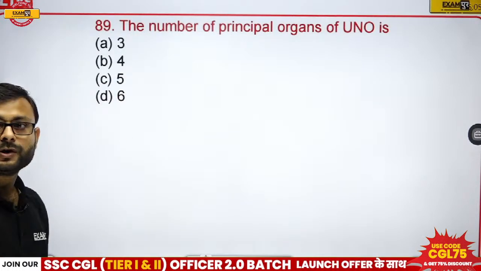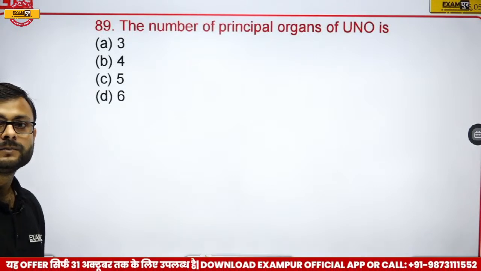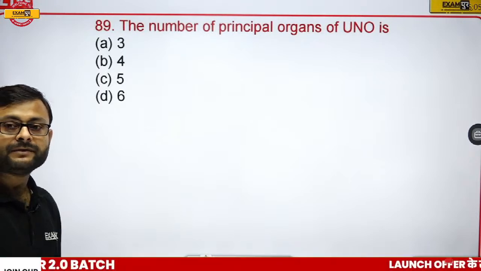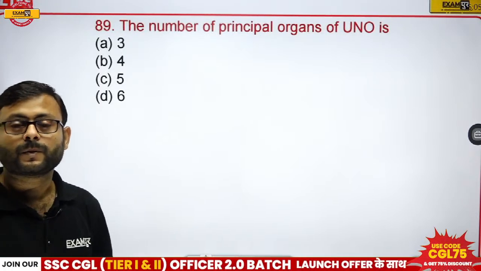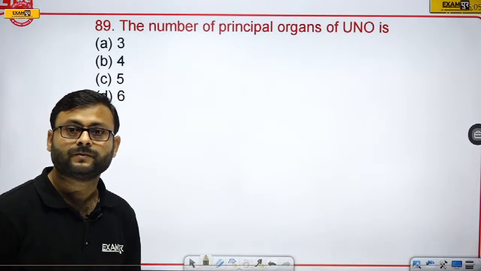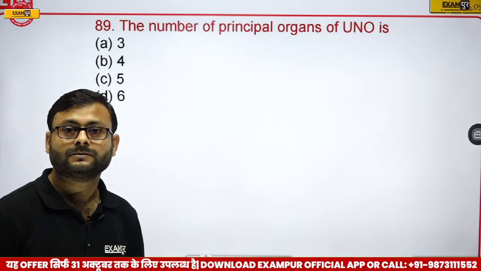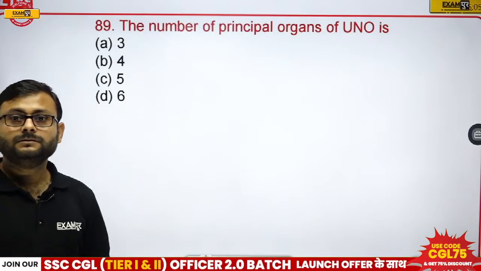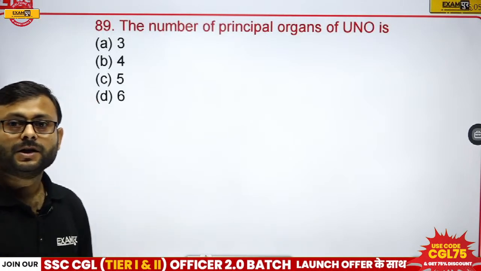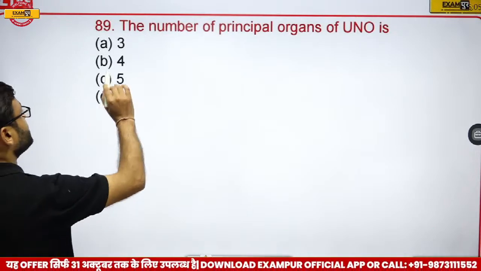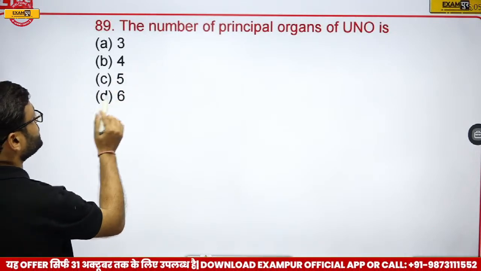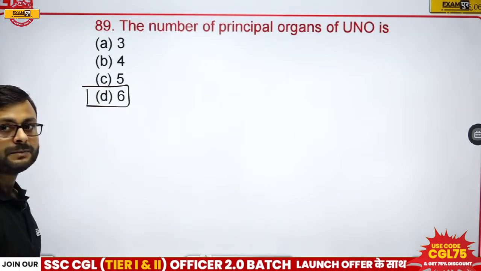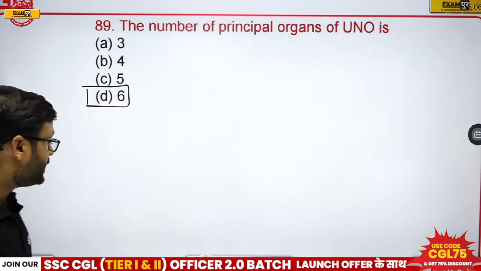So the options here are 3, 4, 5, 6. What is the correct answer for this question? So the correct answer for this question, the number of principal organs of UNO, is option D, that is 6, as we have already discussed in the previous slide.